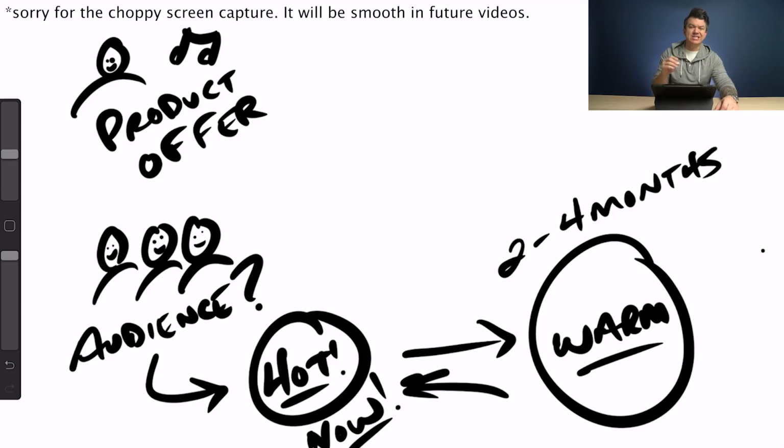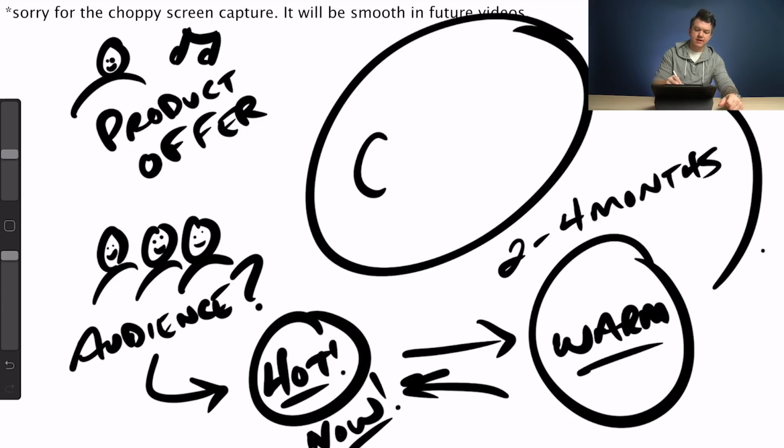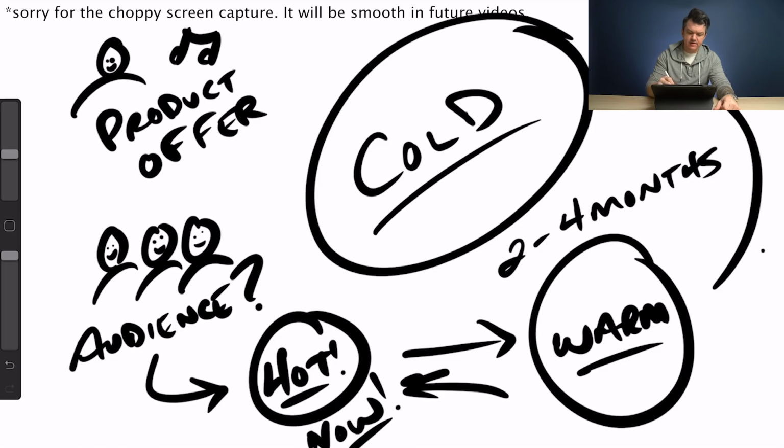One major group that I see ignored, neglected, completely written off is this huge circle here, which is the cold traffic. Now, the cold traffic could be, for example's sake, say 6 to 12 months out. These are the people that you have to attract. These are the people that you're going to have to find where they are. You're going to have to attract them through your warm audience.